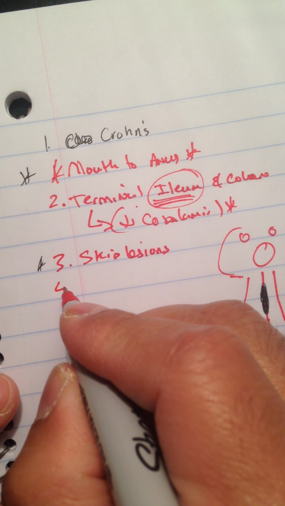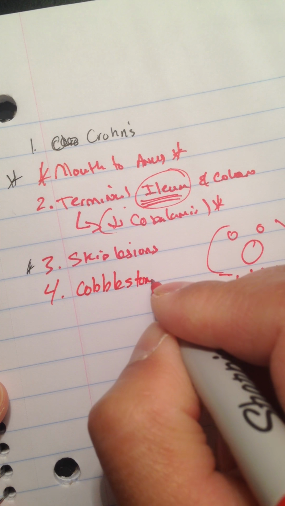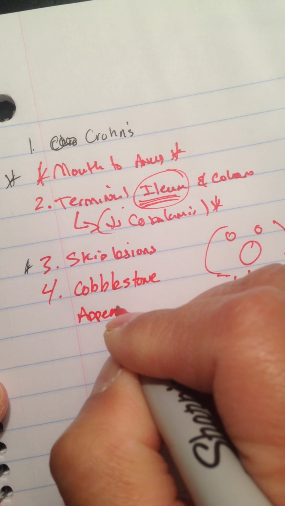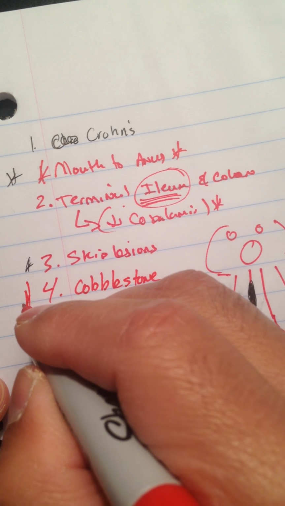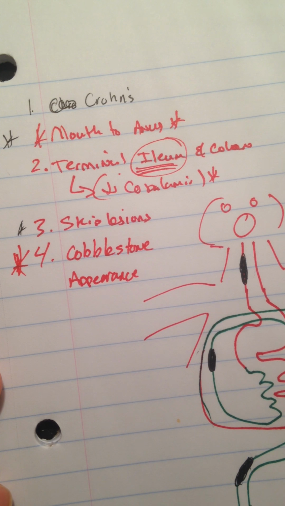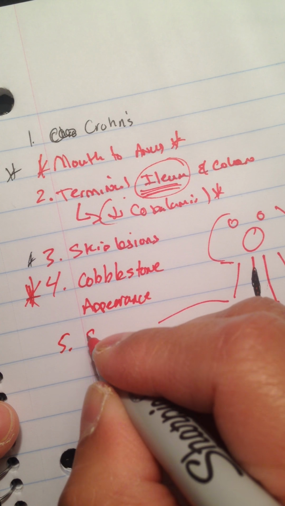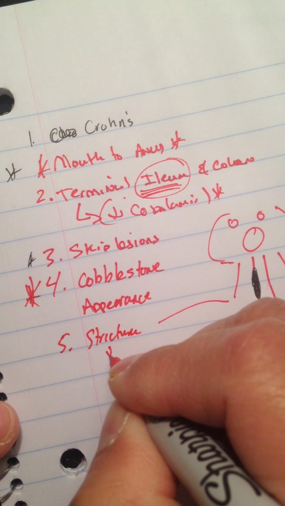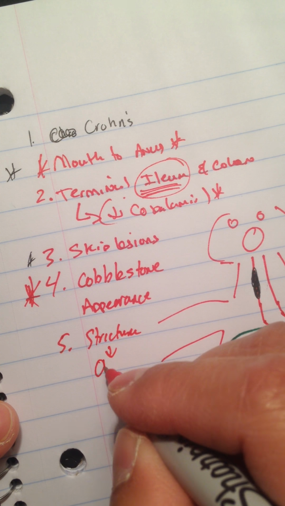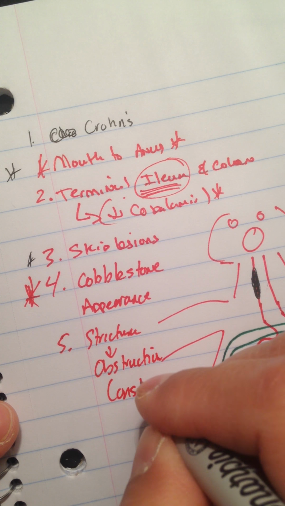Now, these lesions will cause a cobblestone appearance of the bowel. Yeah, know this for the NCLEX. Now, sometimes these areas of inflammation are going to become so inflamed that they will cause an obstruction or a stricture. Now this stricture is going to cause an obstruction, so maybe even constipation in some cases.